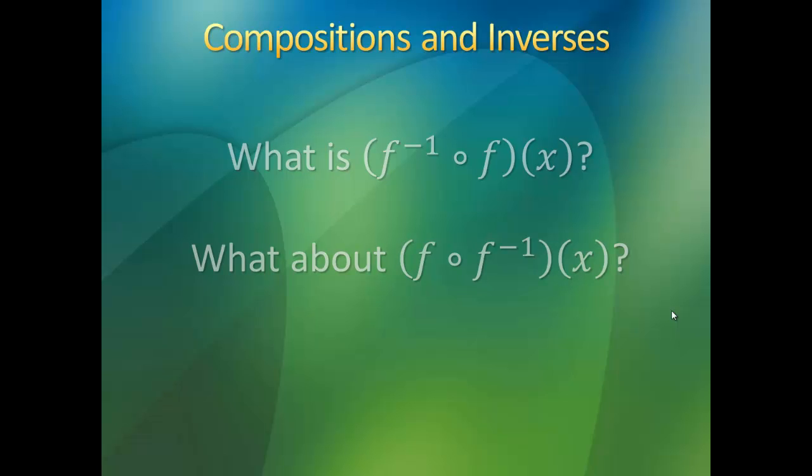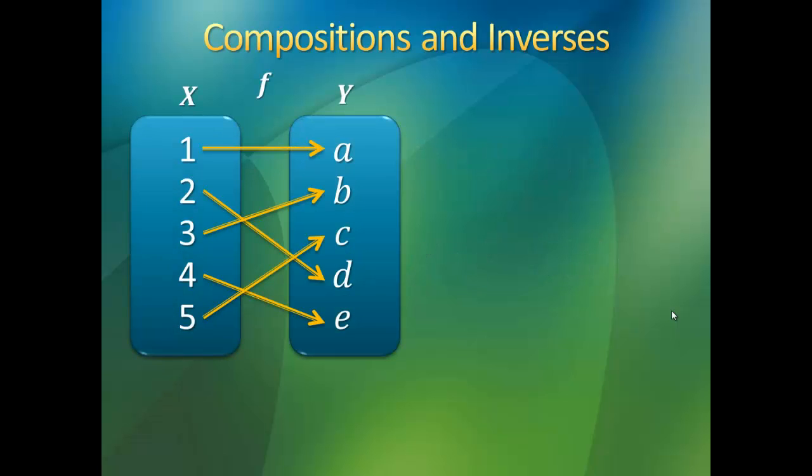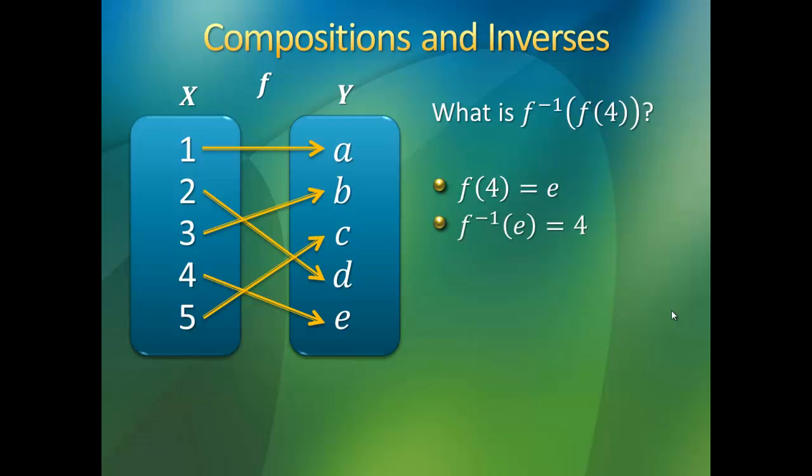Take a look again at this bijective function. Let's find out what f inverse of f of 4 is. Well, f of 4 is e. Then, plugging that into f inverse, we can see that f inverse of e is 4. Well, look, we got the exact same thing back.